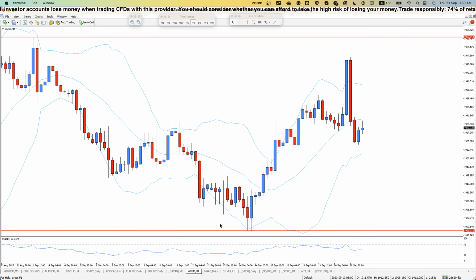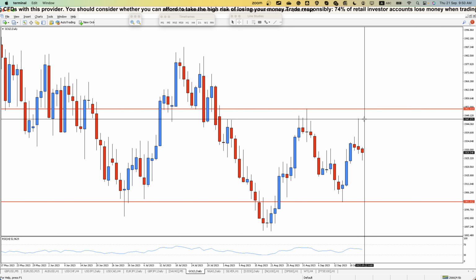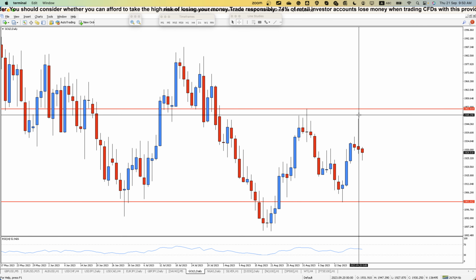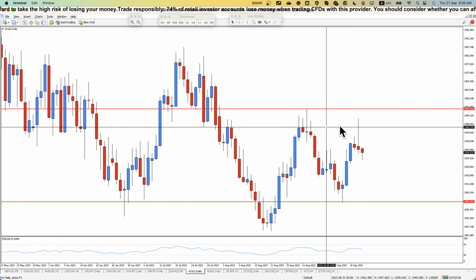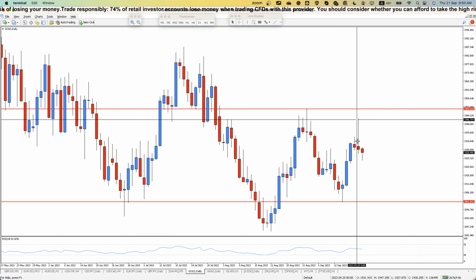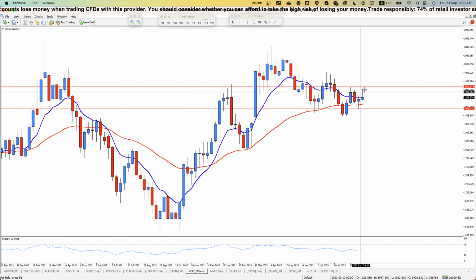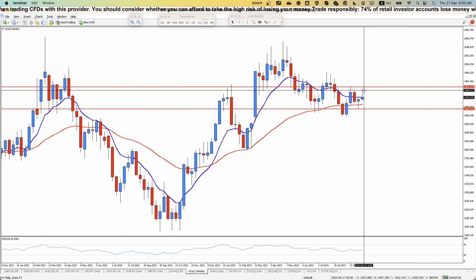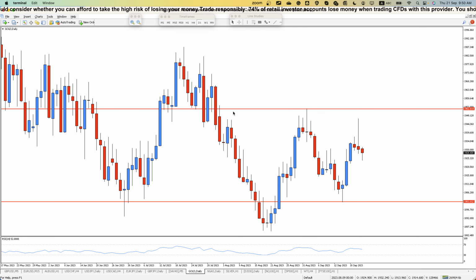So let's check the gold. Look at these guys. This strong rejection within this area of resistance caused the price, of course, yesterday due to the event to move lower. But again, I prefer to see the price touch these highs here before I get involved.